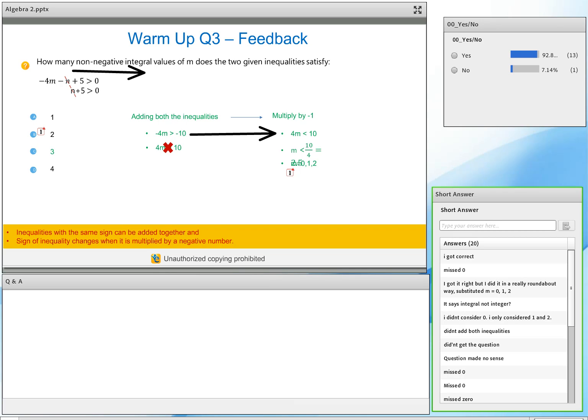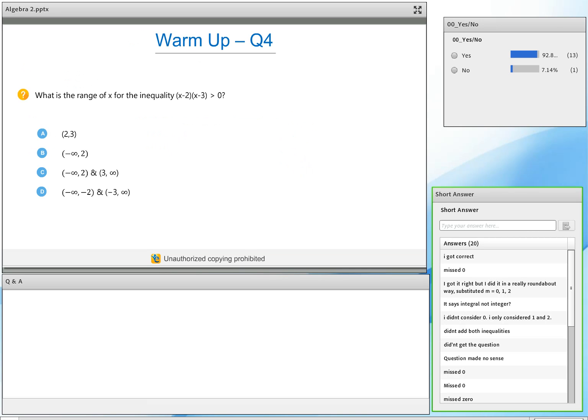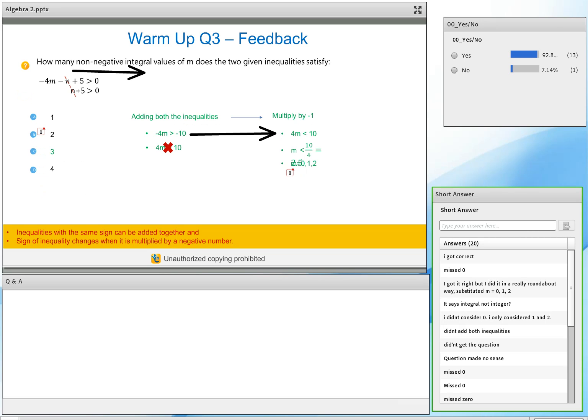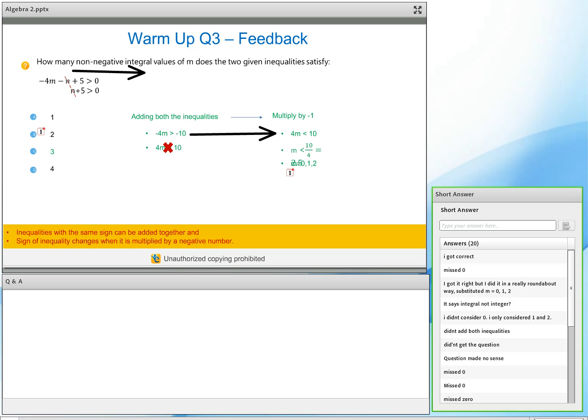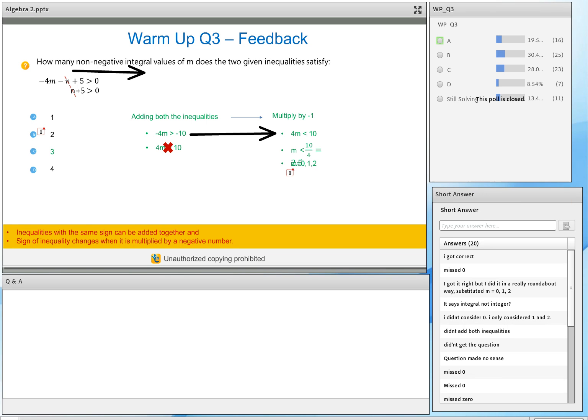Now I have a question here that the slide says integral, but in the explanation I'm saying integer. Well, integral values means integer values. Okay, it's just another way of saying: non-negative integral values means non-negative integer values. Okay, there is no difference. So there were two people who asked that question. There is no difference between the two. Okay. All right. Let's now move on to our next question, and here is the poll for that.